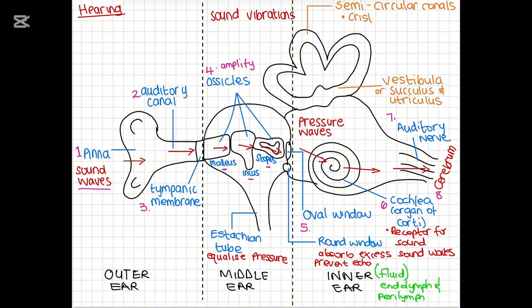Starting with the semicircular canals, the receptor for balance that is found there is known as the crista. So the crista will detect change in speed and direction. So whenever there's a change in speed or direction, the crista will be stimulated. In the sacculus and utriculus, on the other hand, we have the macula, which is the receptor for balance when there is a change in position of the head.